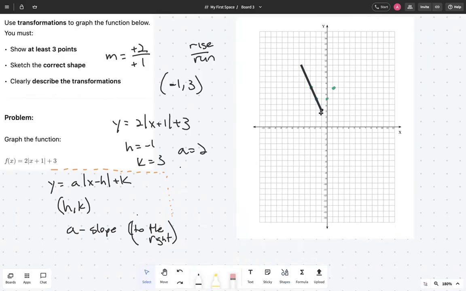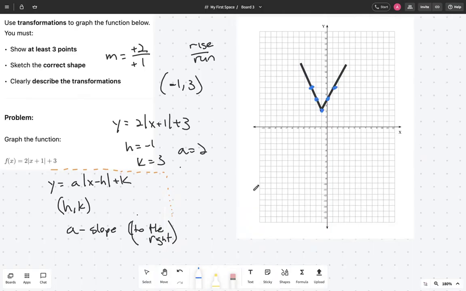Oops. Sorry, let me finish this off. And there we go. And that's it. That's how you graph those absolute value graphs. Let me make those points a little bigger so you can see them. There's there, there.